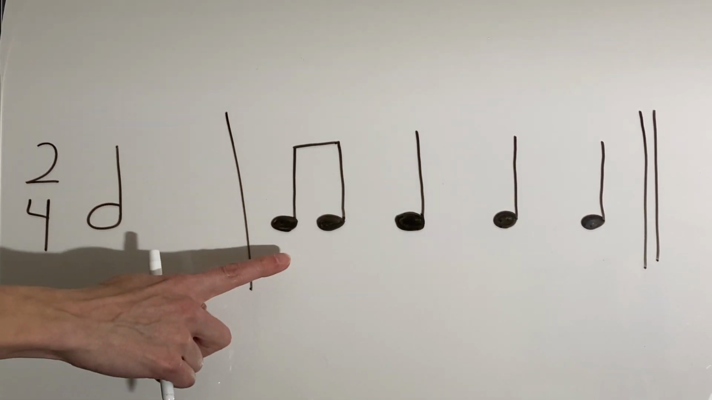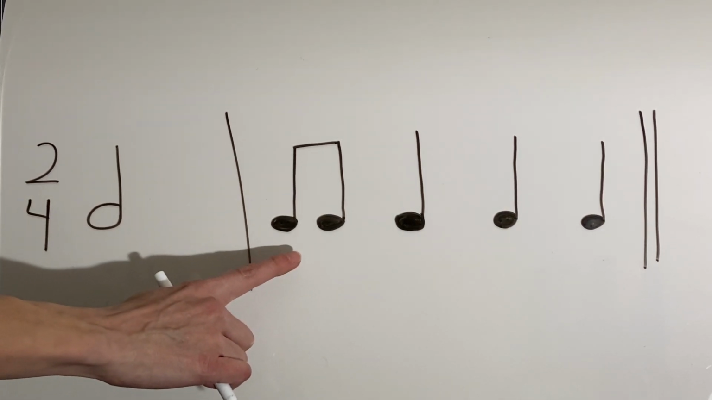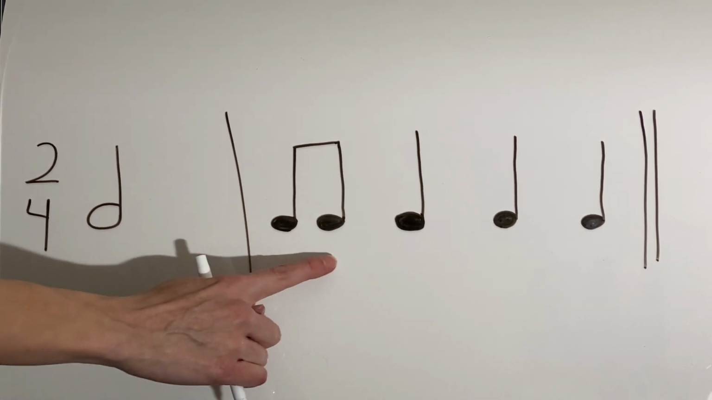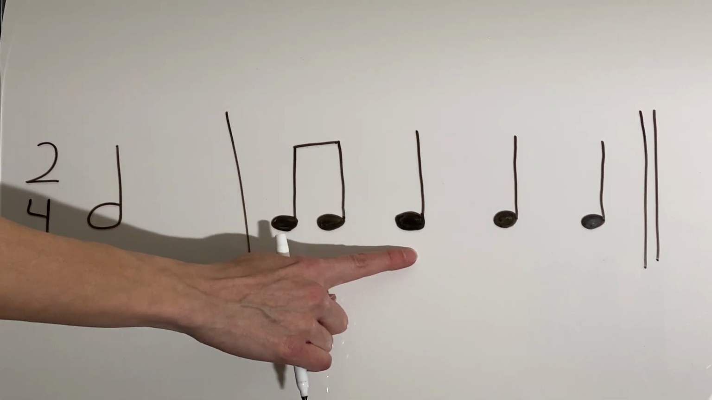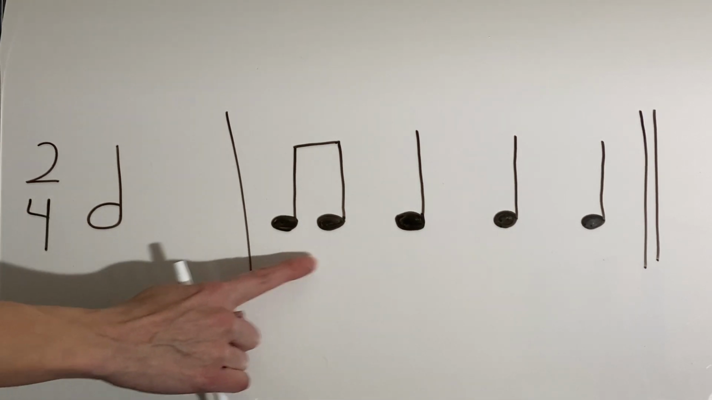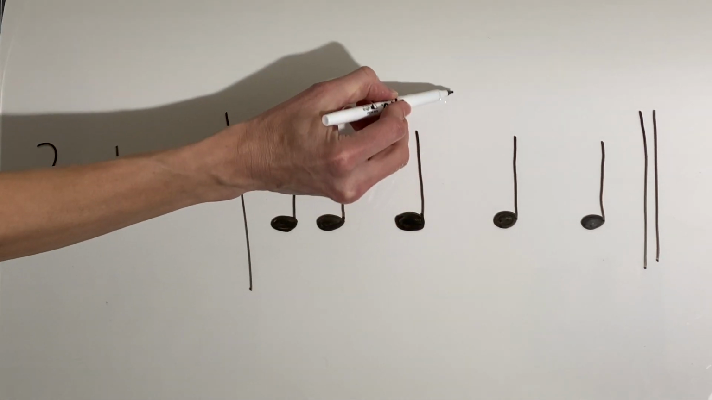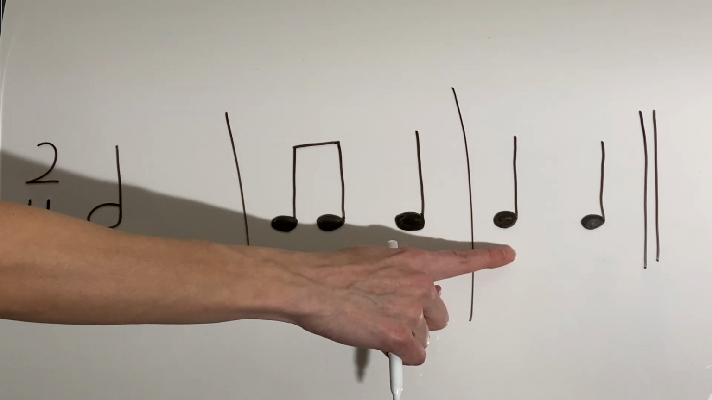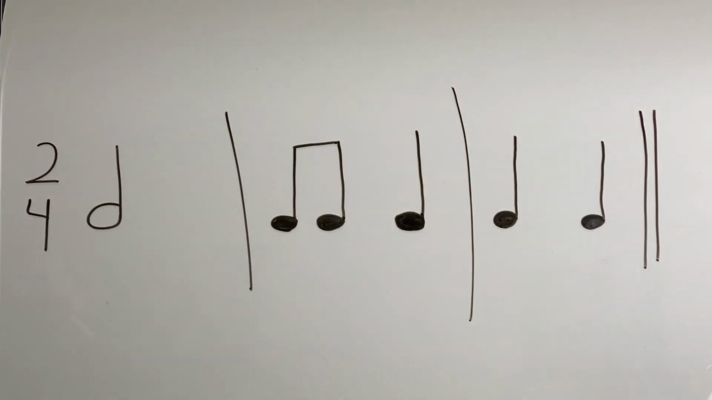1, 2. Now we move over to our eighth notes. 2 eighth notes equal 1 quarter note, so 1 count. This is 1. 1 more quarter note is going to be 2. So we have 1, 2. And we need to draw our bar line, and we're starting over again, 1, 2, because we have 2 quarter notes. So yay, we have 3 measures in 2/4.